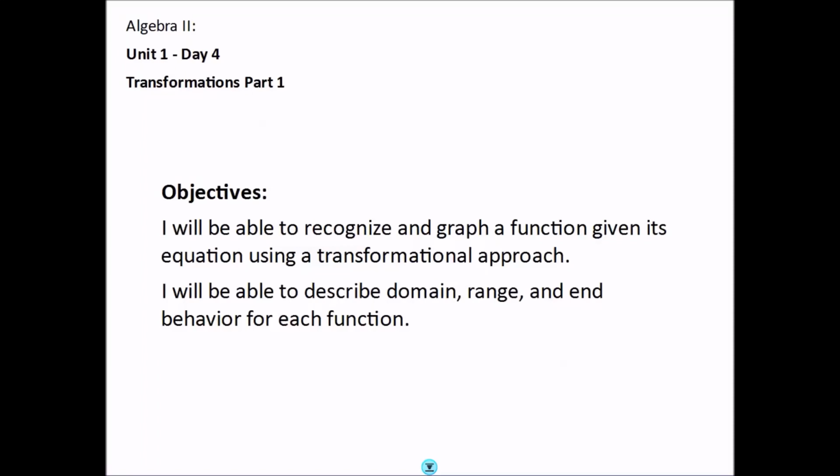Today we're going to talk about transformations. By the end of this lesson, you should be able to recognize and graph a function given its equation. The method we're using is called the transformational approach. And you should be able to describe the domain, range, and end behavior for each function, which we've already learned.